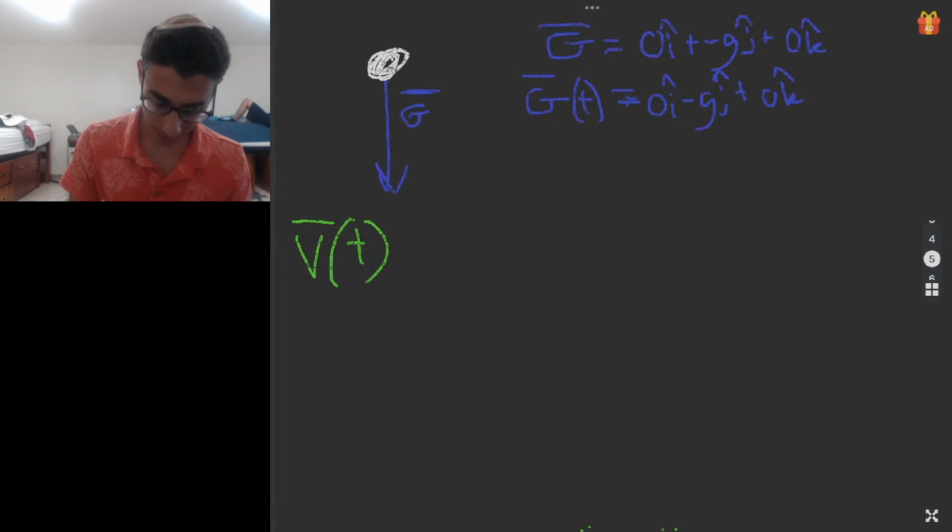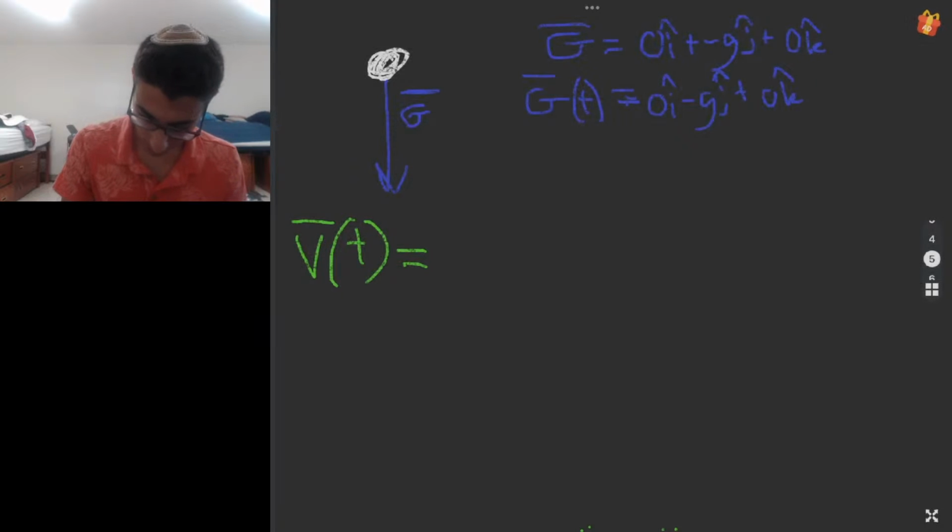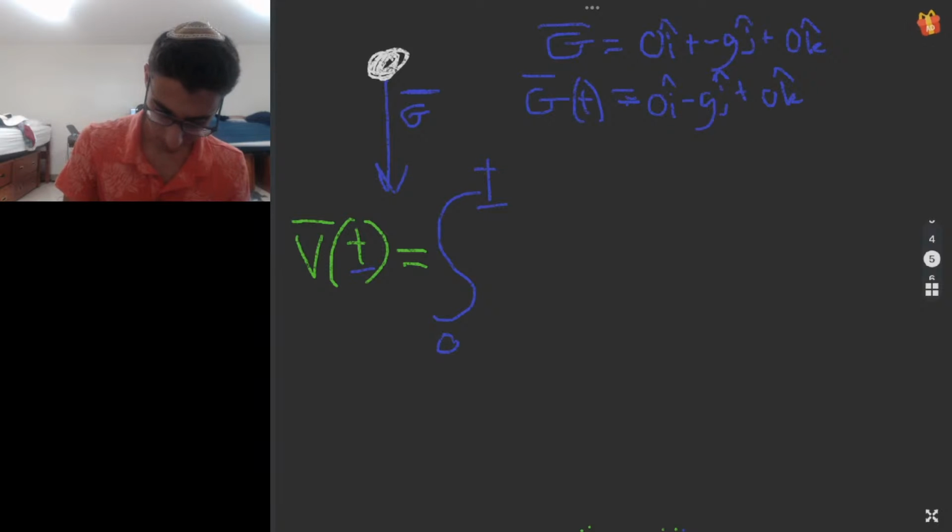So the velocity at time t will equal, and here we bring our acceleration in, the integral from time 0 till time t. That's our t. These t's are the same t. So it's from 0 till time t of our acceleration.